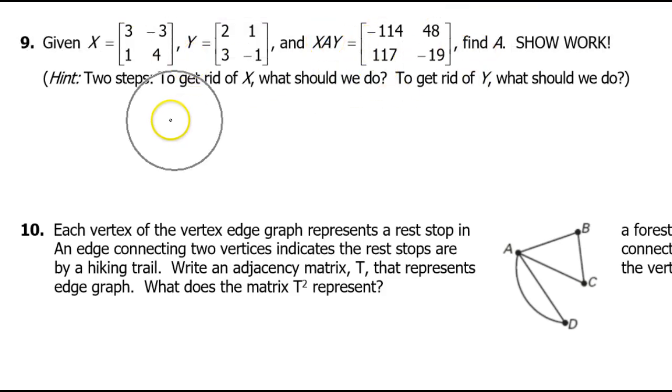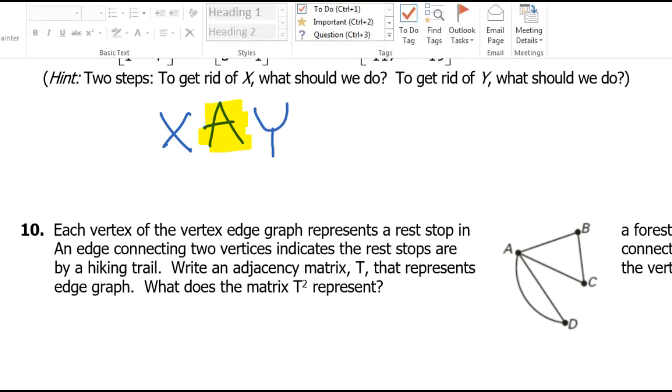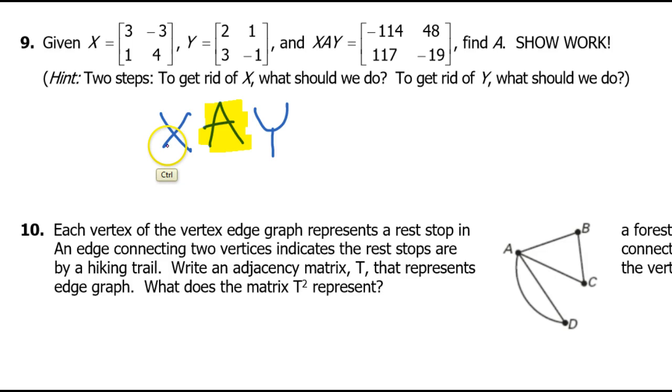We have a matrix for x, a, y. We have this matrix. But look, what we want in the end is only a. That means somehow we need to get rid of x and we need to get rid of y. Does anyone know what I would multiply x by to sort of cancel it out in a way?